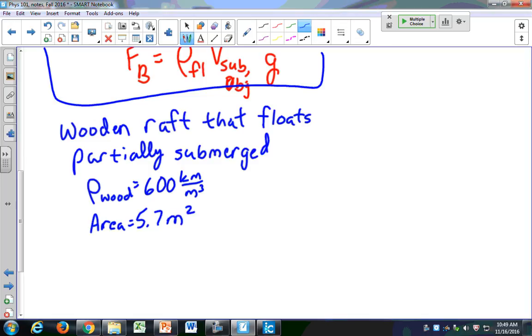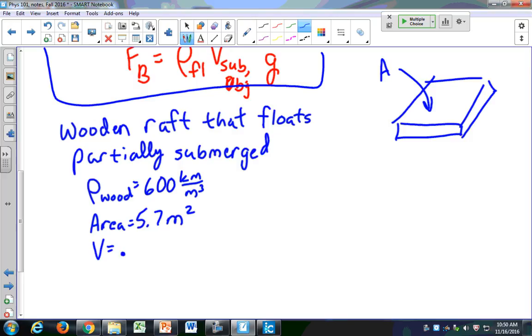So if I'm looking at my raft, this is sort of an outline of it. The area is just this top part. And the volume of the raft, the total volume of the raft, is 0.6 cubic meters. So that includes the entire raft.